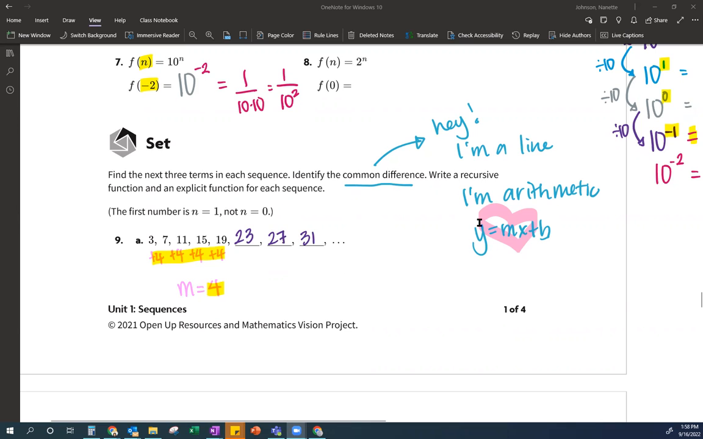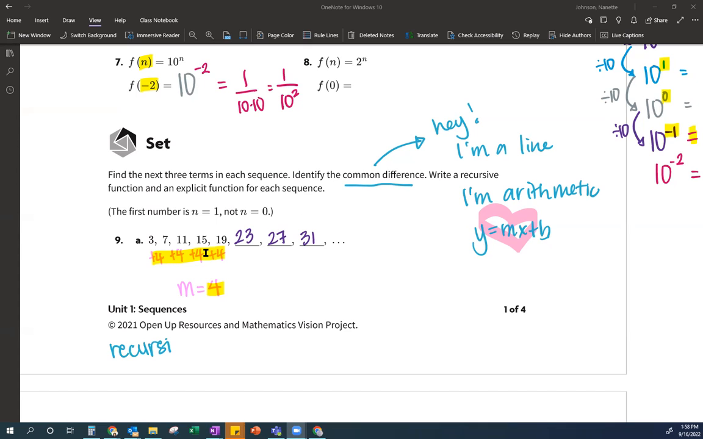And for some reason, you guys are comfortable with this. And recursive, if you think about it, actually makes more sense. Recursive already lives here. I've done all the work for recursive, not for explicit. I haven't finished the work for explicit. So, hey, Ms. Johnson, what does that mean? Well, you know how here I was saying, this is how you find the next term. It's plus 4, plus 4, plus 4. Well, that's exactly what a recursive formula is.